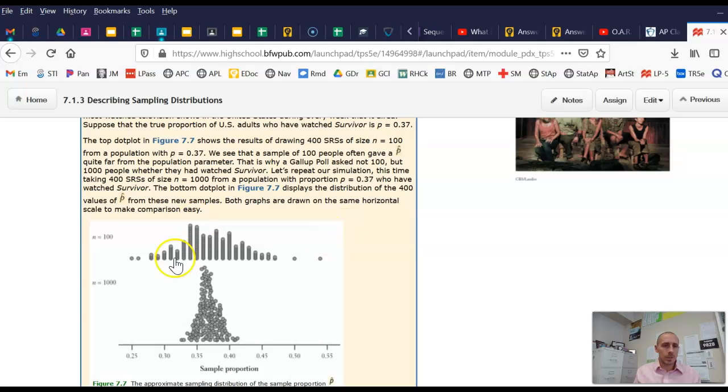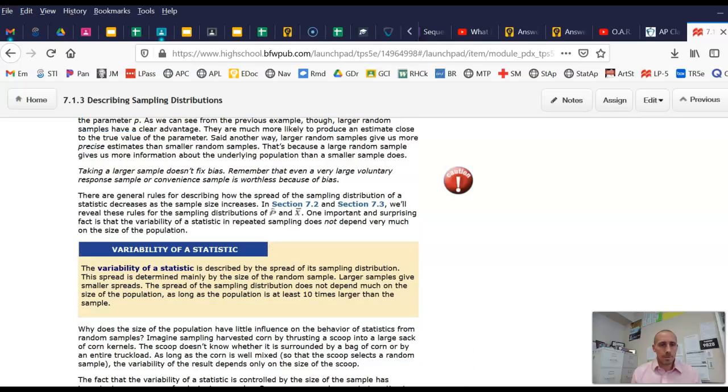So in this case, sample size of 100, sample size of 1,000. They're both centered at about, looks like 36, 37%, the true value. So they're both unbiased. But the sample size of 1,000 is a lot more precise. So that would be a much better indicator for the true value. All right.